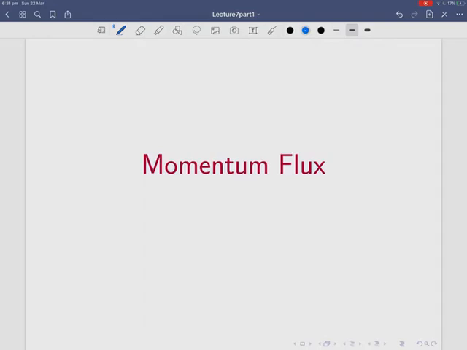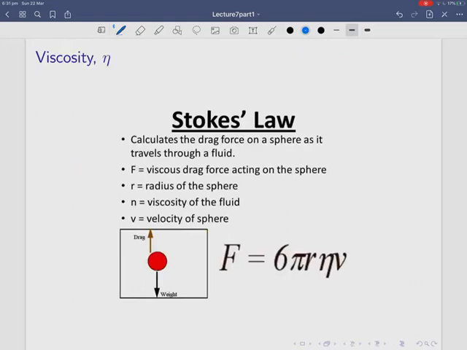Okay, so the third or fourth thing we need to deal with is momentum flux. So to deal with that, we need to go back to viscosity. Well, I've already mentioned viscosity at one stage before, but let me reintroduce it. And the way we introduced it before was in Stokes' law. So Stokes' law gives us the drag force on a sphere as it travels through a fluid. So a sphere, you might be dropping it under gravity, so it's starting to fall. There's always a drag force if you're dropping it in honey or oil or water, whatever.